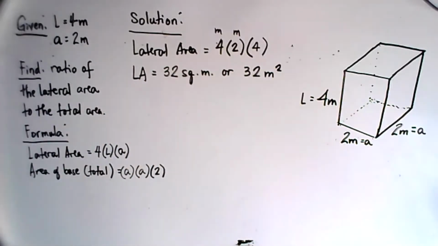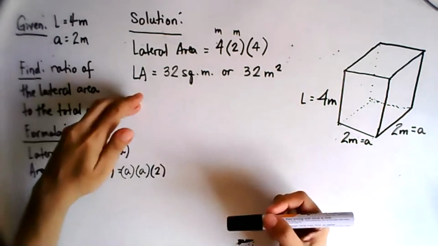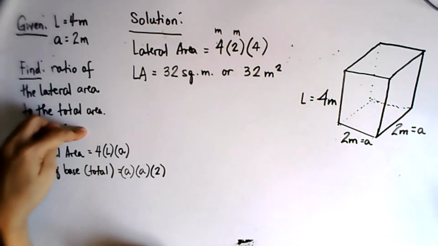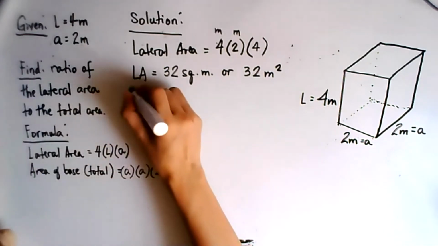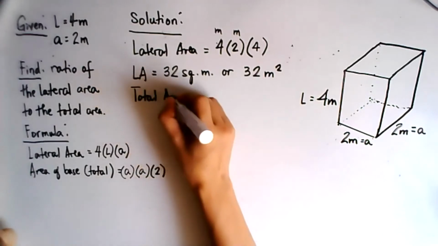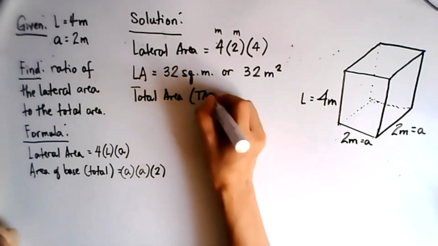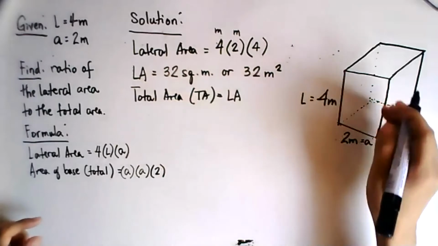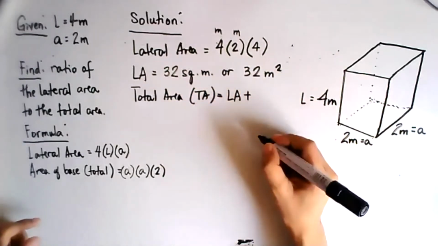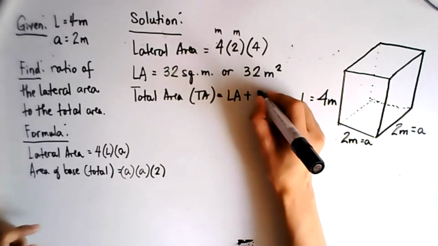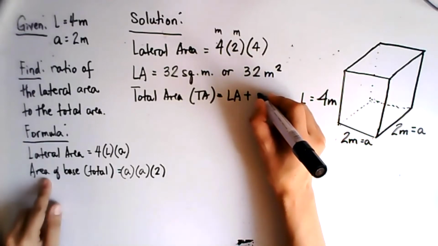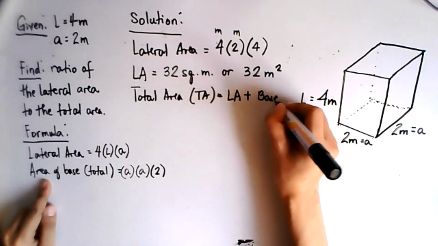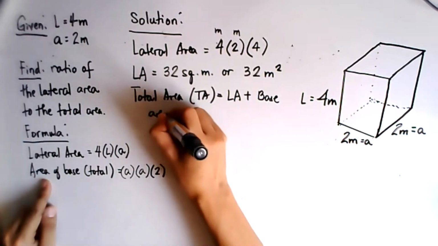Okay? So that is lateral area. Now, we still have to determine the total area. Okay? So the total area, let's say that is total area. The total area will be equal to the area of the lateral edges plus the total area of the base. That's the total area of the base. Base area total.